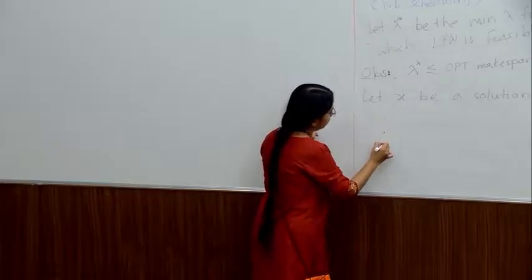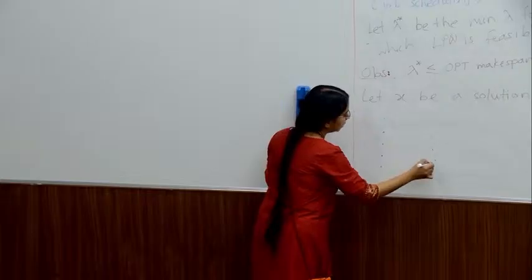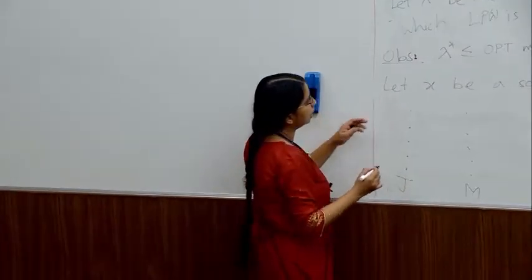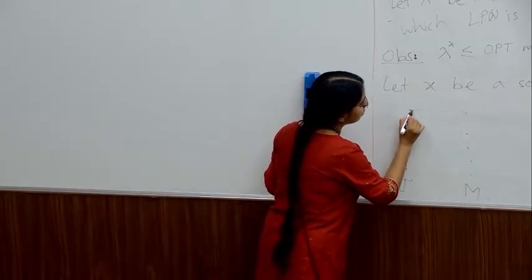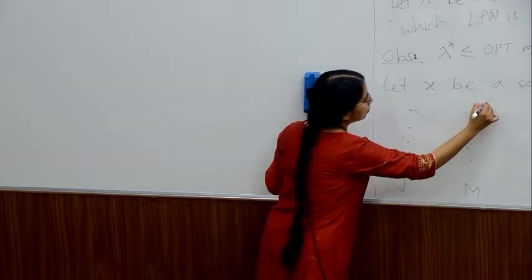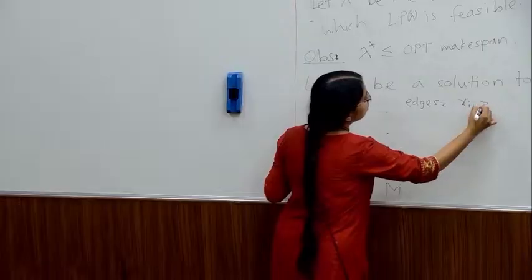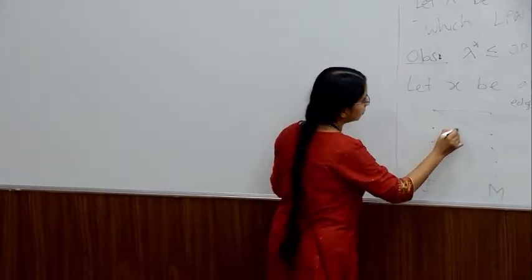So let's depict this in terms of a bipartite graph. Here there are jobs and here there are machines. Let's denote non-zero x_ij values by edges. So edges correspond to x_ij being non-zero. So I am drawing this kind of a graph.